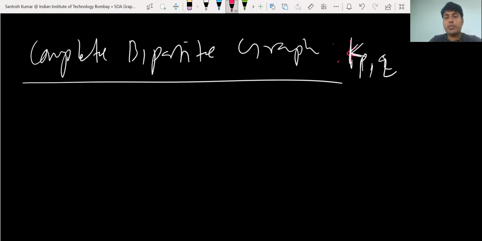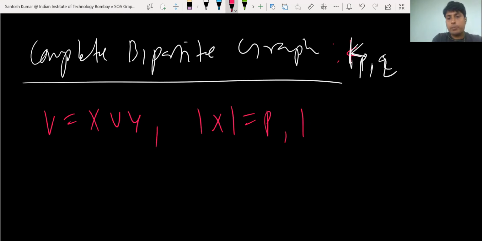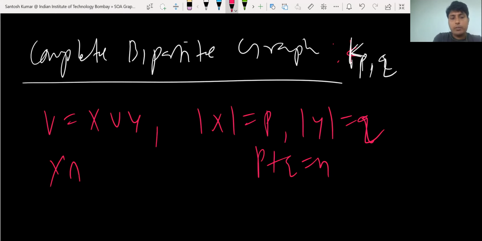Bipartite means you will divide the vertices into 2 partitions. If I say the graph is this, the vertex set will be X union Y. The number of elements in X is P, the number of elements in Y is Q, and P plus Q will be the number of vertices N. X and Y will have nothing in common. That's the definition of partition actually.